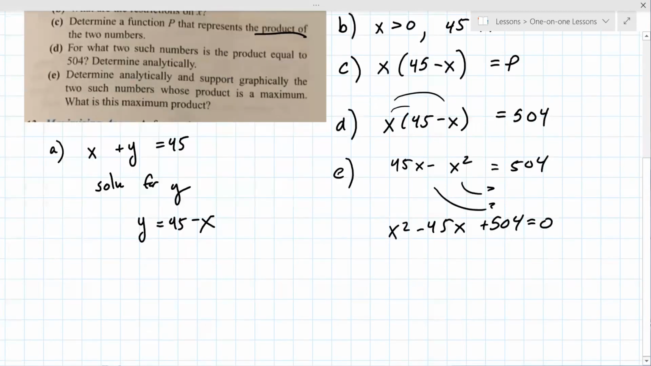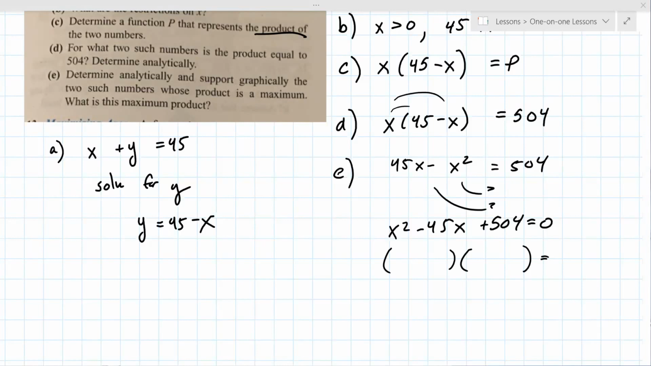Wait, wouldn't it be a negative x squared though? Oh wait, no, you're moving it to the side. I see. Yeah. All right. And then this you can factor, I guess. I actually don't know that right off the top of my head. So I'm going to check it out here with Wolfram. You can graph this.